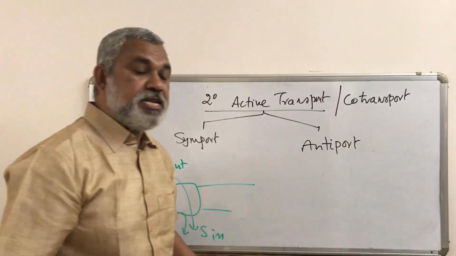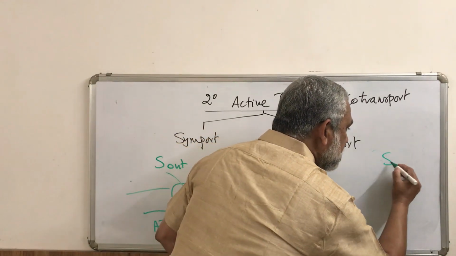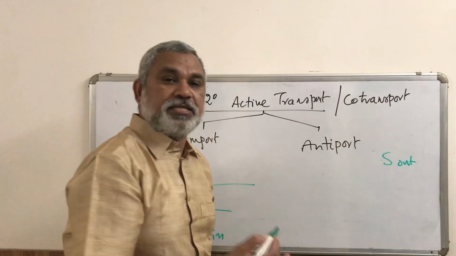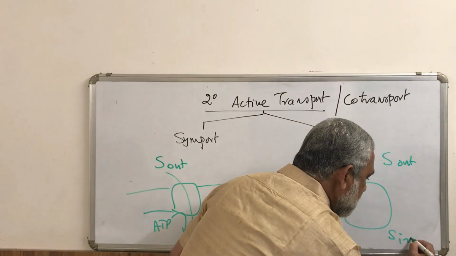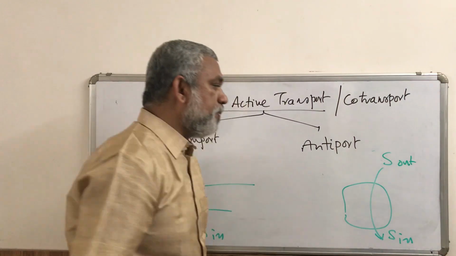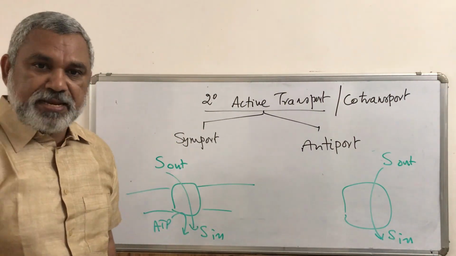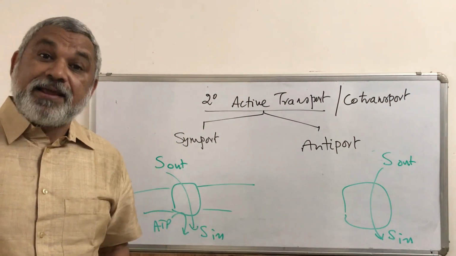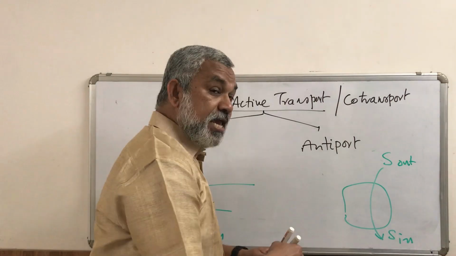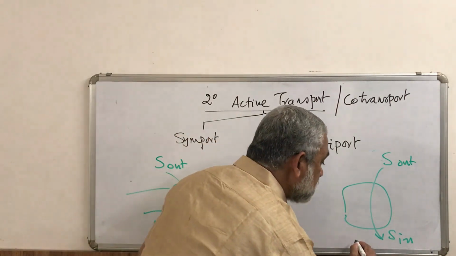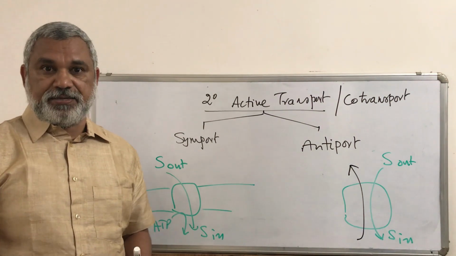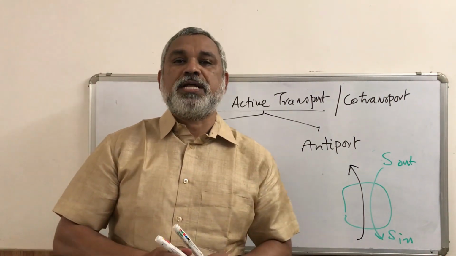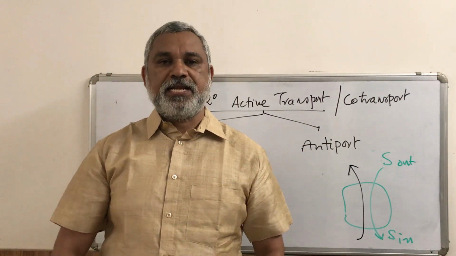When it comes to the antiport mechanism, here is a substrate molecule which is outside, which must be brought inside. In order to bring this substrate molecule in, an electrochemical gradient is used, but at the same time, when this molecule is coming in, another molecule will be transported outside. So, this is known as the antiport mechanism.